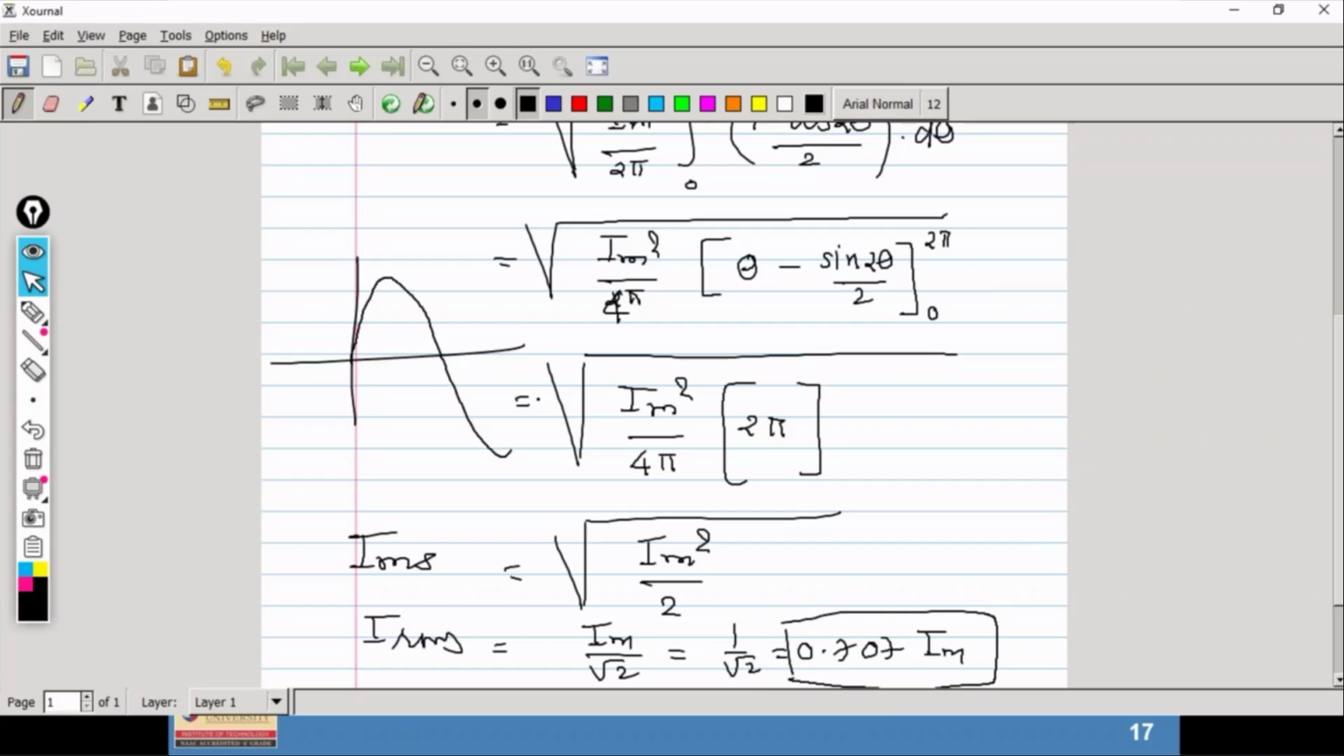Like this is your peak value, that is maximum value Im. Fine. So if it is 1, then here at 0.707 you will get the RMS value. So IRMS is the effective value in both the cases, because if we measure the DC and if we measure the AC, then this would be the value which is considered for the electricity parameters like voltage and current.